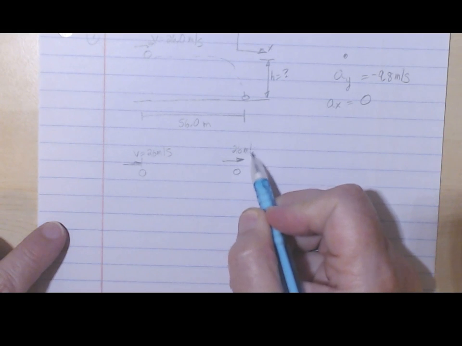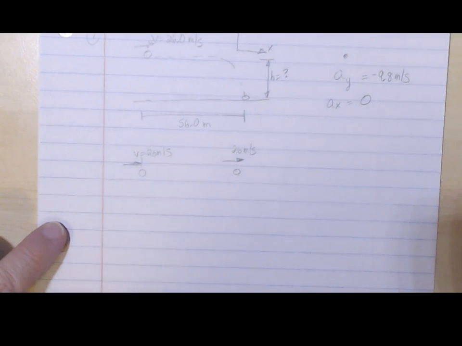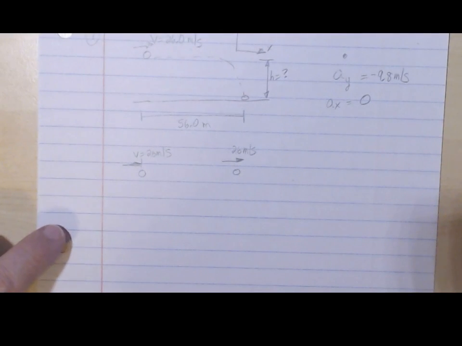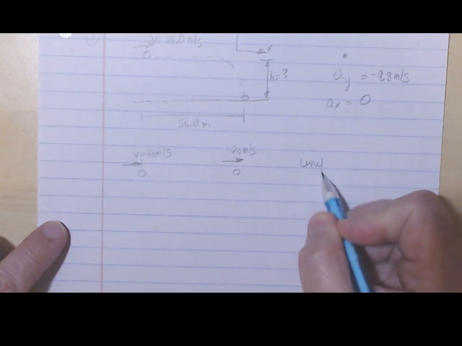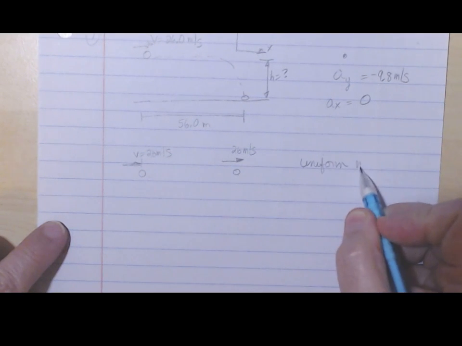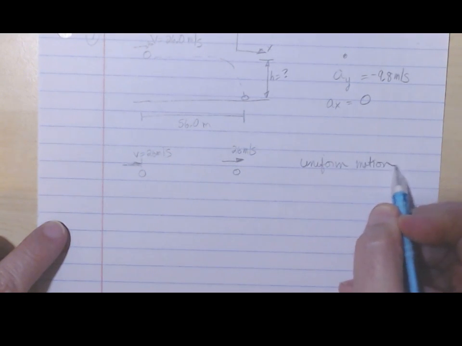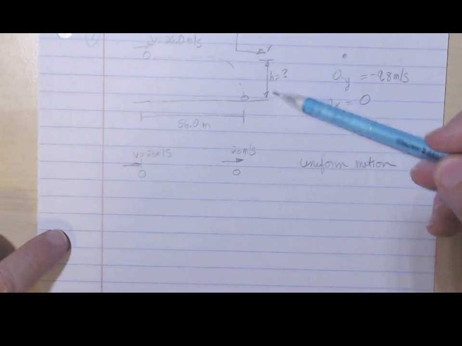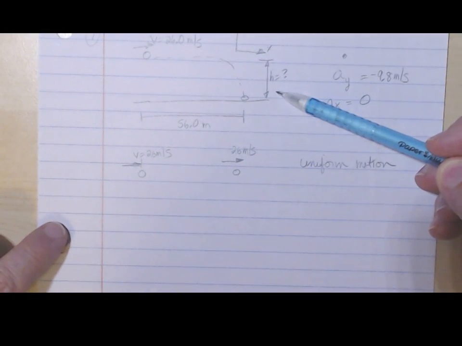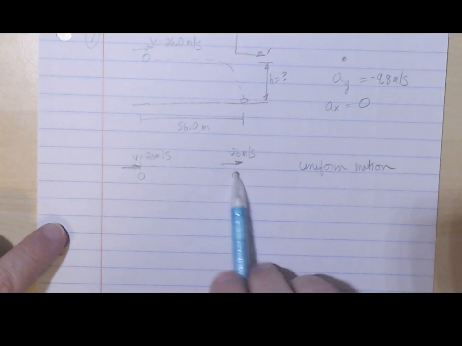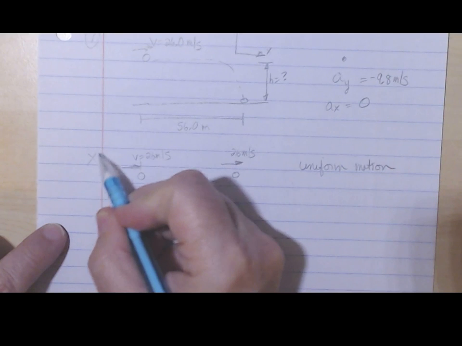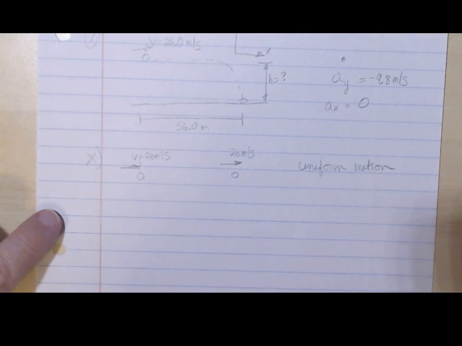Its horizontal velocity is unchanged. That's what you call uniform velocity. It's moving in a straight line with a constant velocity. That is the definition of uniform motion. Now I'm actually asked to find the height that this ball will fall, and honestly the height doesn't come into play here in the x direction at all, so I'm not even going to look at the x direction.